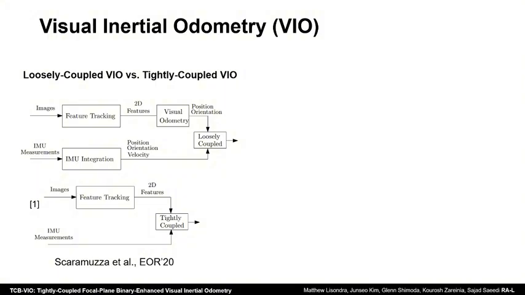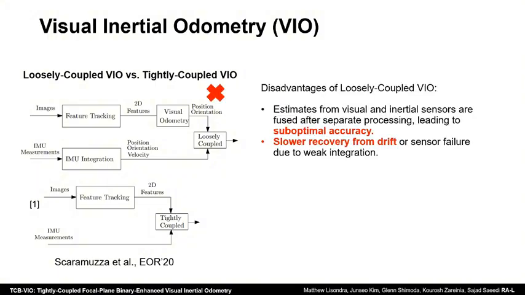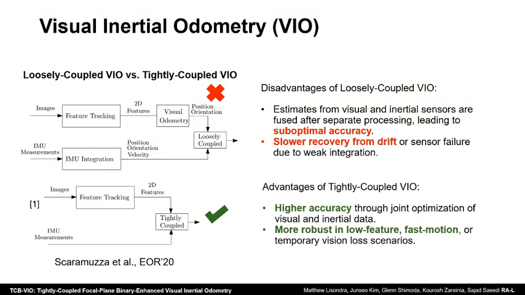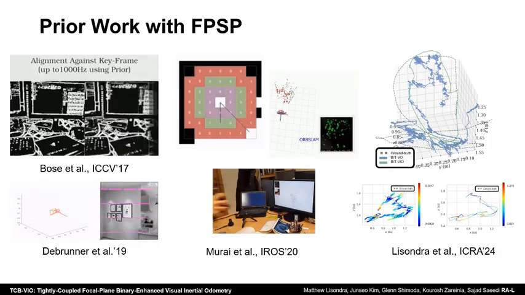VIO is visual-inertial odometry. There are 2 types, loosely coupled and tightly coupled. Loosely coupled deals with some disadvantages, such as suboptimal accuracy and slower recovery from drift. Tightly coupled would have higher accuracy and be more robust for feature tracking.